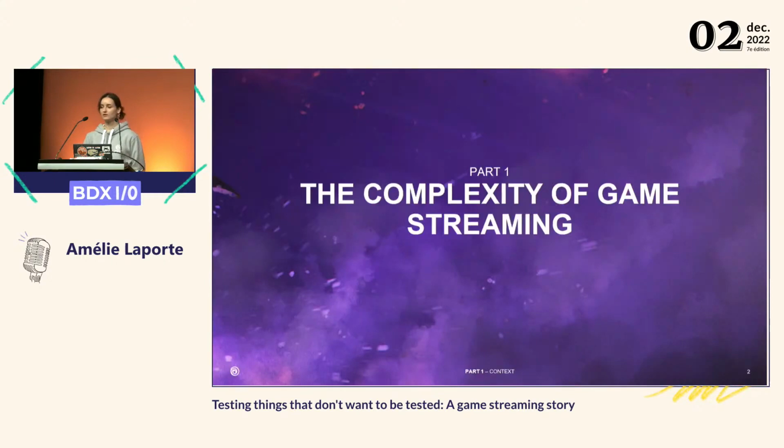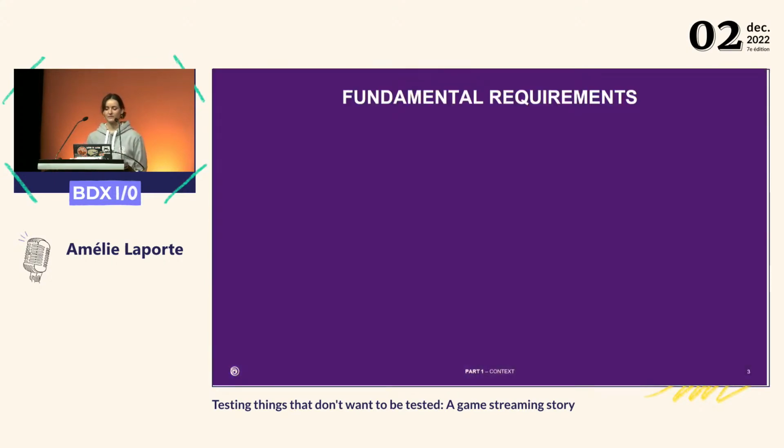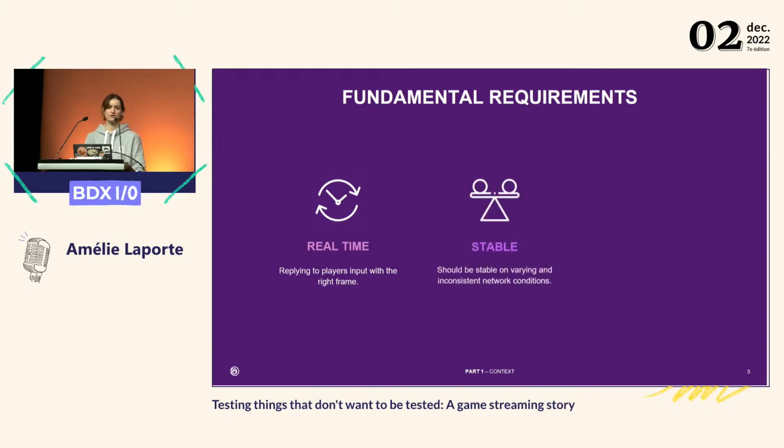First, I will start with a bit of technical context. When we talk about streaming video games, we need to understand three fundamental notions. The first thing is that we are doing real-time stuff. Because we are streaming games, the player will want to interact with the game, so we need to answer his action as soon as possible and with the right information. Then we want our stream to be stable, because the players are living all around the globe. So we want a stream that is consistent and stable on varying network conditions.